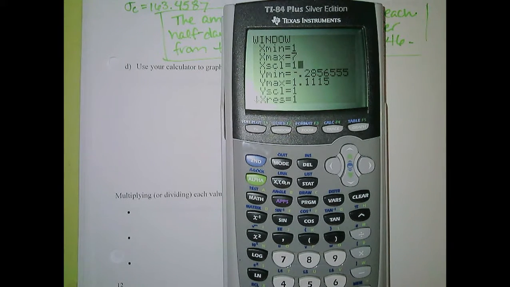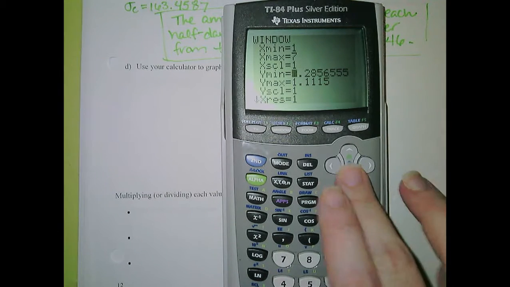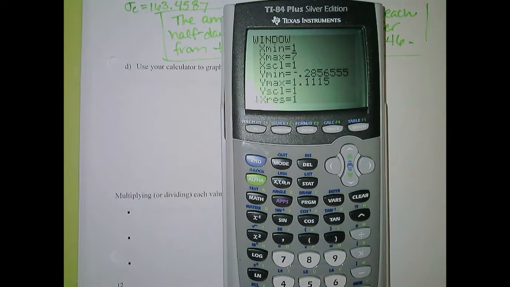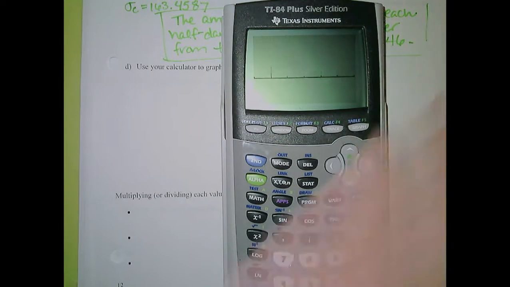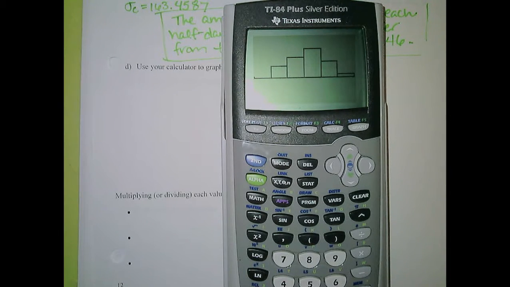width of 1 passenger. And this part wasn't necessary, but I went ahead to eliminate some of the empty space above. I noticed that my largest probability is 0.35. So if I do a Y max of 0.5, that's going to be plenty of room for the height of each of those bars on my histogram. So now if I go to graph, I get a much better representation of what that distribution looks like.